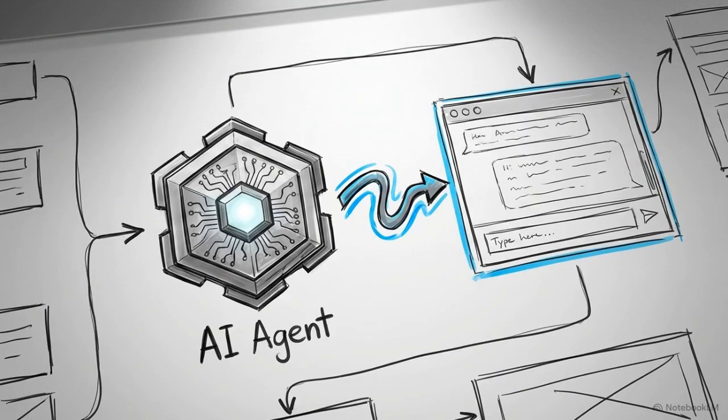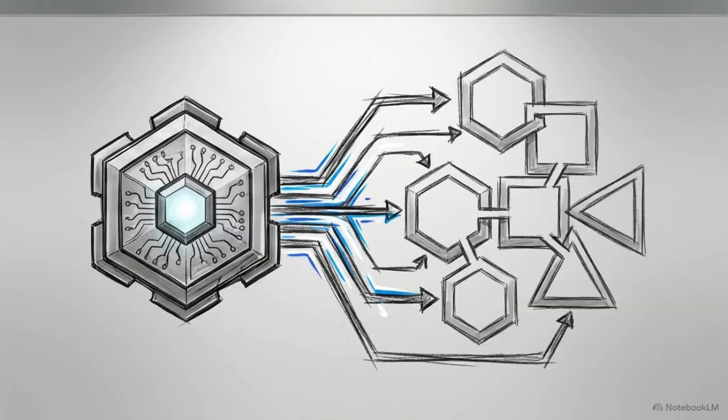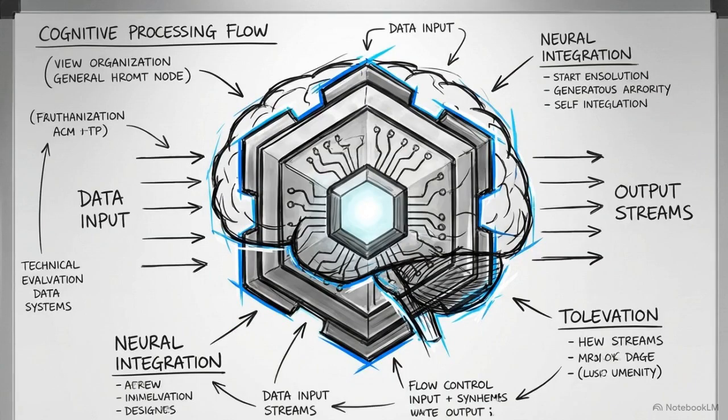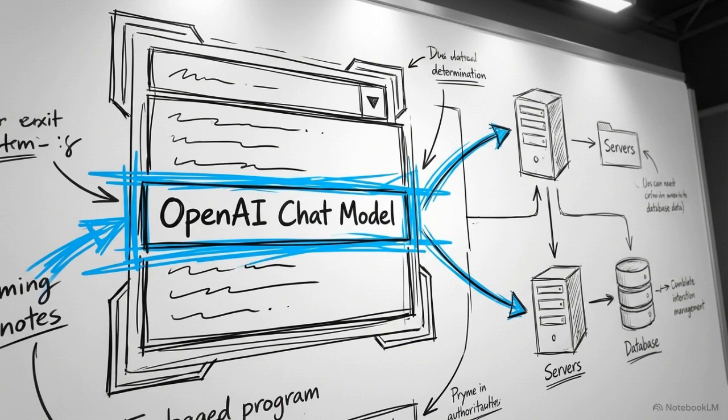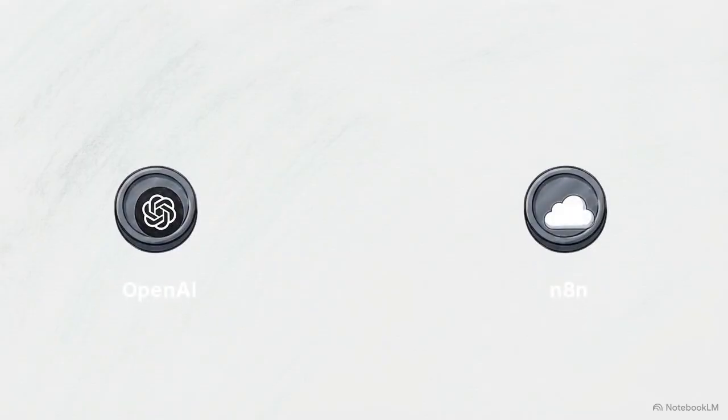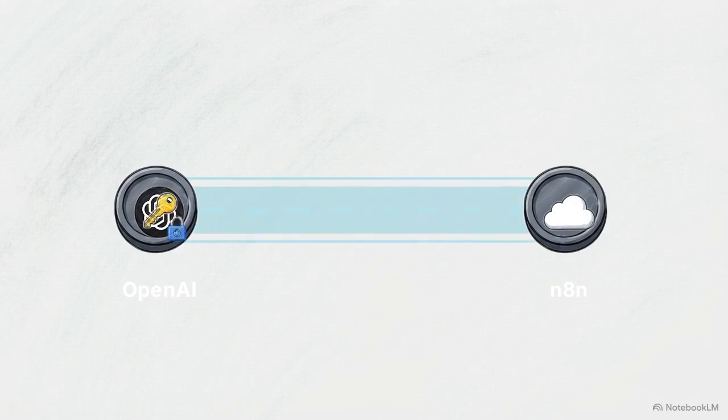Next, we add an AI agent node. This acts as the central processor, directing the path of the data through our workflow. To give this processor the ability to read and reason, we attach a language model. We will use an OpenAI chat model for this step. To connect them, you need an API key. This is a secure digital bridge, granting N8N permission to communicate with OpenAI software.